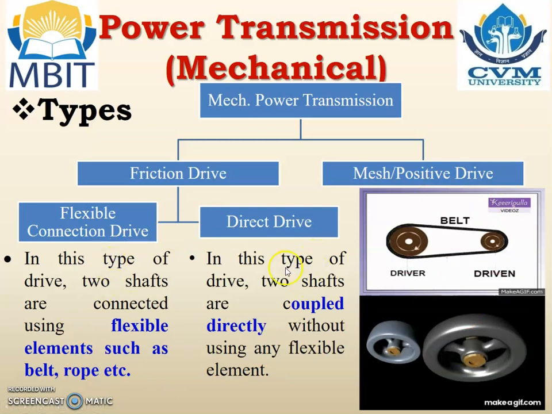Direct drive. In this type of drive, 2 shafts are coupled directly without any flexible element. So here we don't use a flexible element. 2 shafts are directly connected, and due to friction between them, they transmit the power. So that is nothing but the 2 types of friction drive, flexible connection drive and direct drive.